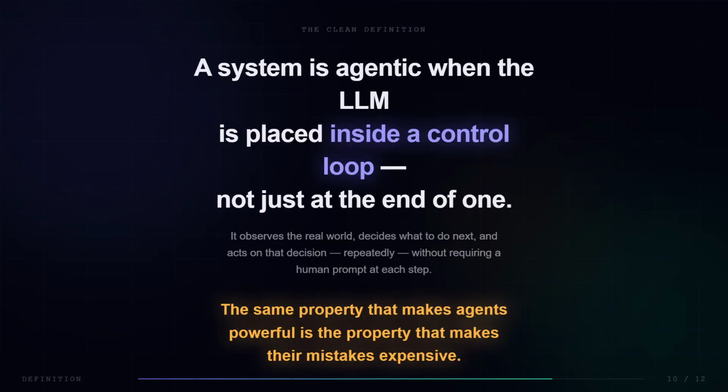Let's close with the clean definition. A system is agentic when the LLM is placed inside a control loop, not just at the end of one. It observes the real world, decides what to do next, and acts on that decision, repeatedly, without requiring a human prompt at each step. That capability is genuinely extraordinary, and it demands equally careful design. Because the same property that makes agents powerful is the property that makes their mistakes expensive.